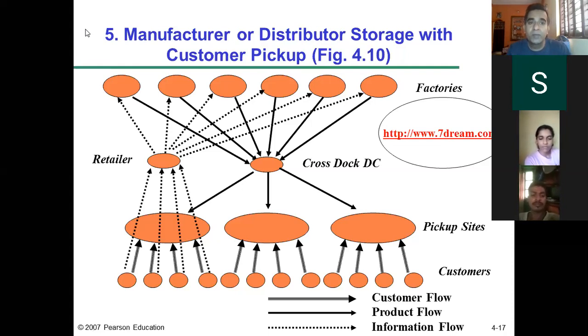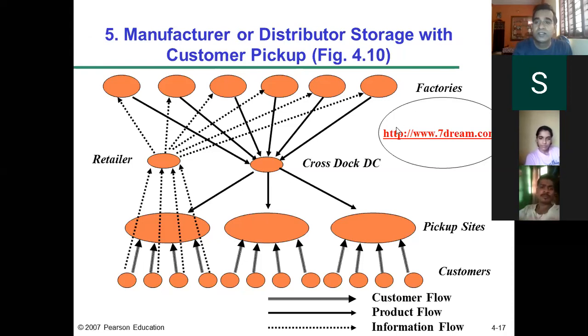Okay, so I would like to give you an example. Those students who place orders from Flipkart or Amazon, especially from our college, if you remember, all your deliveries are placed in the bakery. You are informed over the phone that your shipment has arrived in the bakery, so you all go to the bakery and pick up your deliveries. That is exactly what we are talking about: manufacturer or distributor storage with customer pickup.